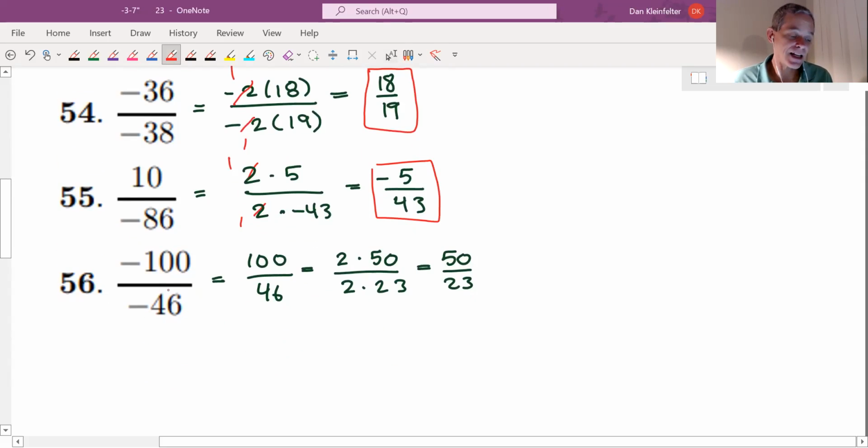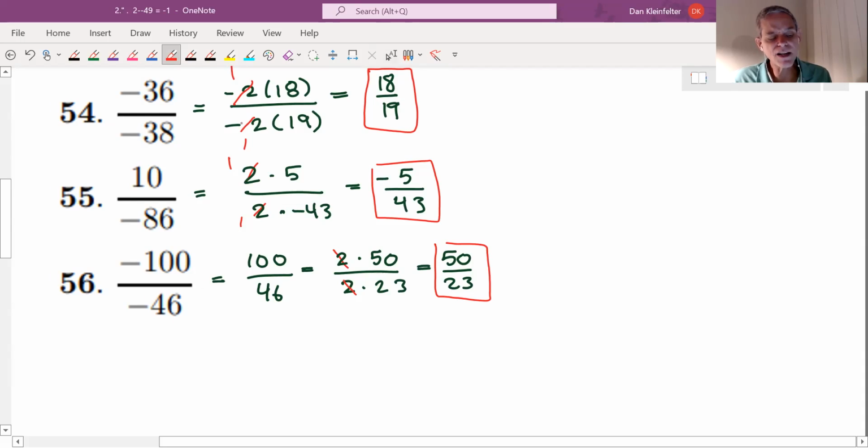And then lastly, for 56, here I just divided the numerator and denominator by negative 1 first, turning it into 100 over 46. And then once again, there's a common factor of 2, which I divided out, leaving 50 over 23.